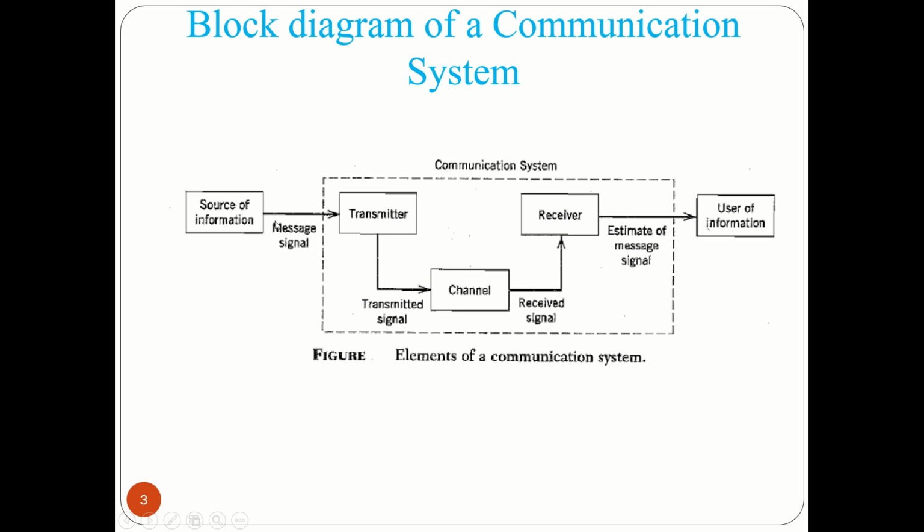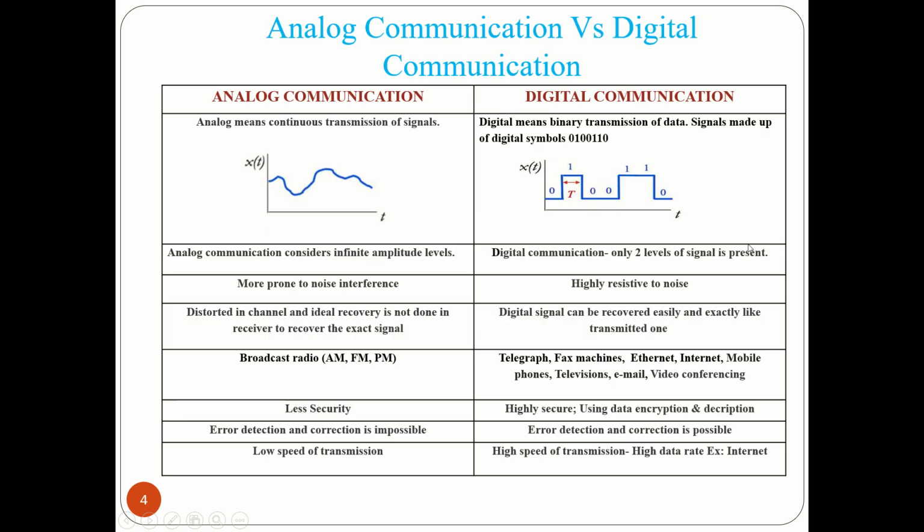Why are we calling this an estimate of the message signal? It cannot be the same as the message signal obtained from the source of information, because we are transferring the information through a channel. There will always be some error, some noise, so it cannot be equivalent to the actual message signal. That's why we call it the estimate of the message signal. Then it is given to the end user.